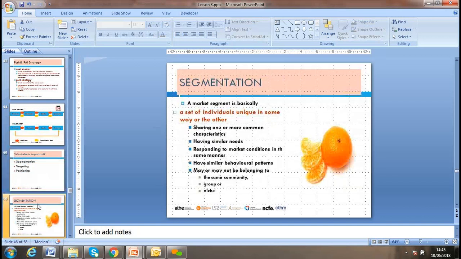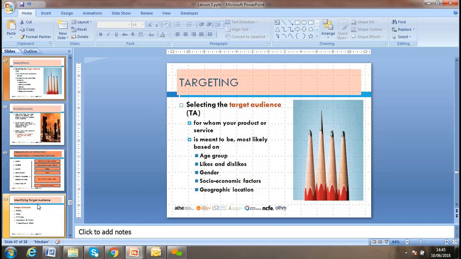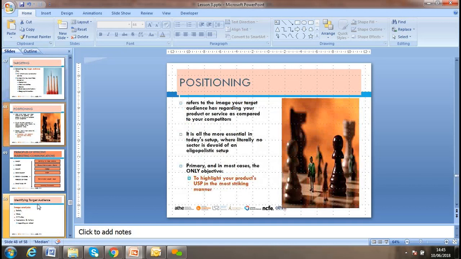A market segment is basically a set of individuals unique in some ways, who have something in common. Targeting is selecting the target audience for whom your product or service is most likely meant, based on age group, likes, dislikes, gender, socio-economic factors, and geography. Positioning refers to the image of your product and services in the minds of your target audience compared to your competitors. It is all the more essential in today's setup.